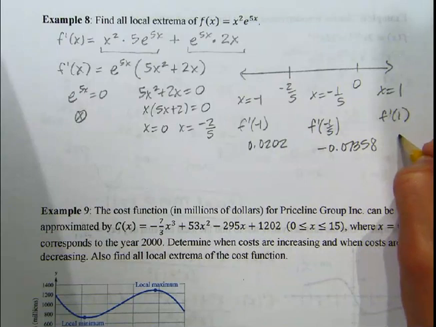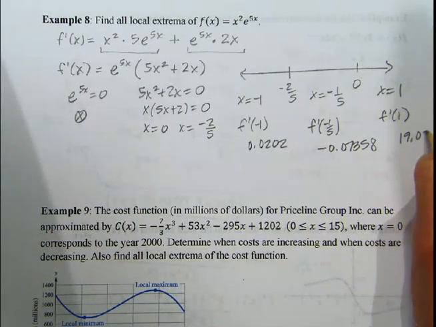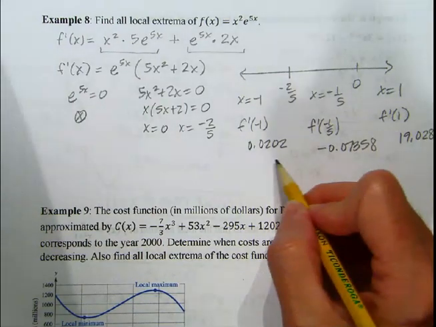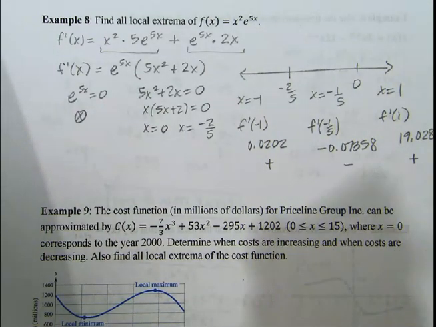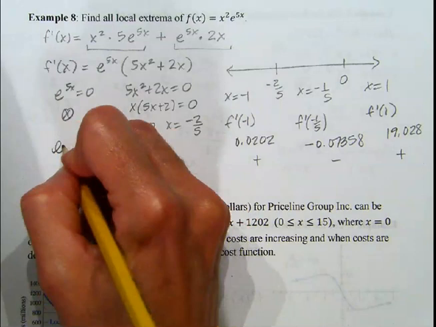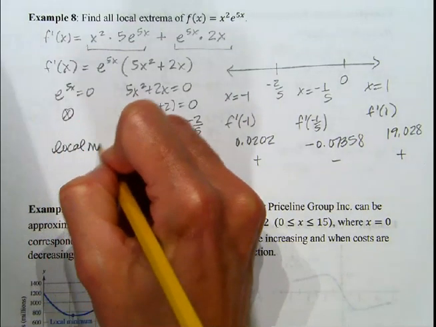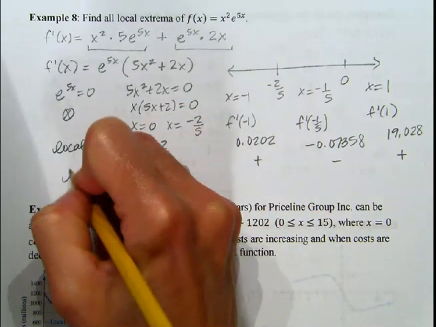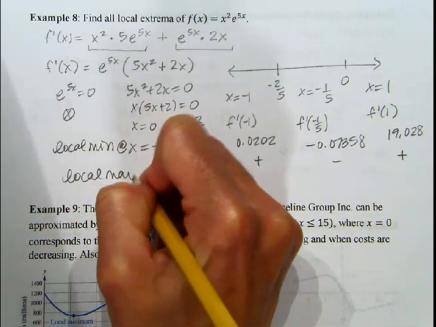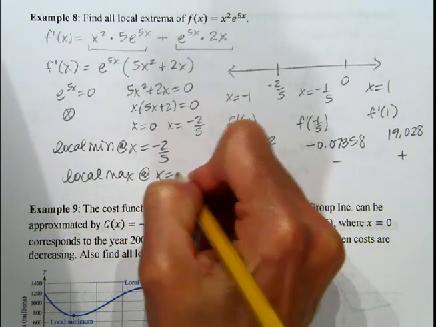If I plug in 1, I get about 19.028. So notice I'm going from a positive to a negative to a positive. So that means we have a local min at x equal to negative 2/5 and a local max at x equal to 0.